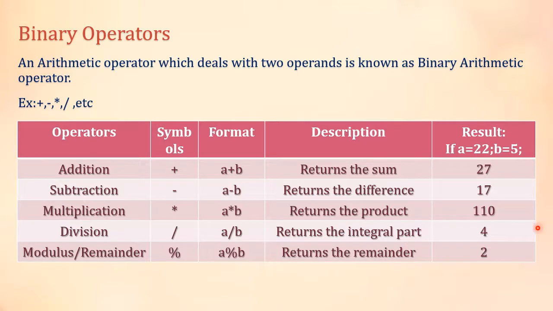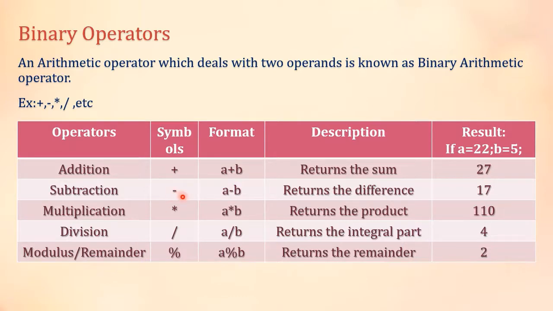Okay, and here there is a table. This table is also there in your textbook. You can follow that. In this table: operators, symbols, format, description, result. For the addition operation, the symbol is plus, and the format, how we use it: plus is a binary operator, so it needs two operands to operate on, a plus b. The description is that it returns the sum. For example, if we take a is equal to 22, b is equal to 5, and we write a plus b, then the result will be 27.